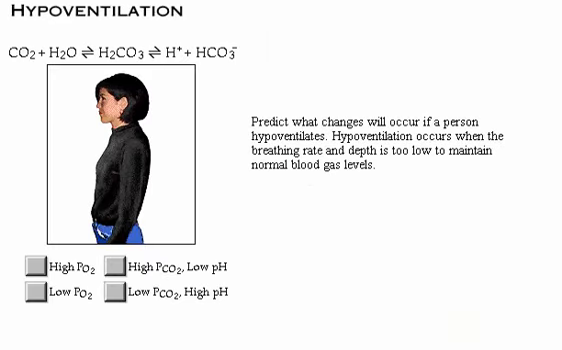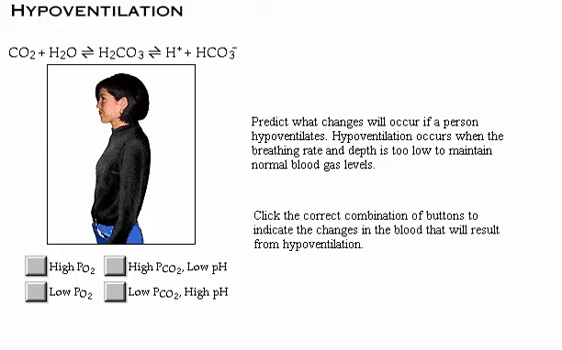Now predict what changes will occur if a person hypoventilates. Hypoventilation occurs when the breathing rate and depth is too low to maintain normal blood gas levels. Click the correct combination of buttons to indicate the changes in the blood that will result from hypoventilation. Refer to the chemical equation for help.